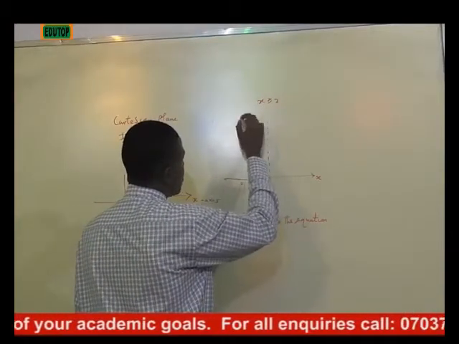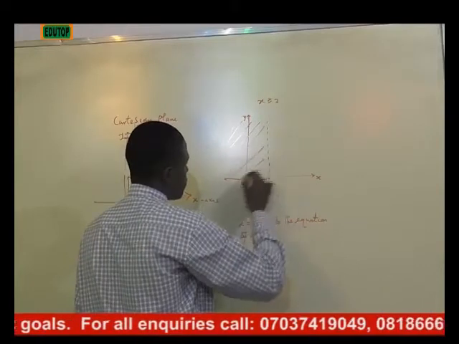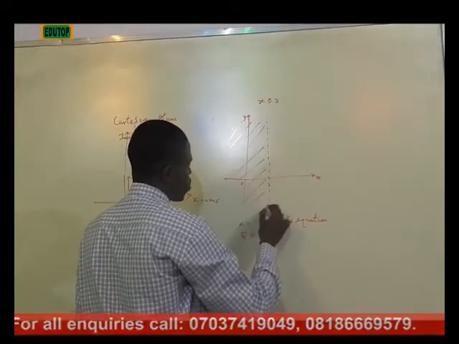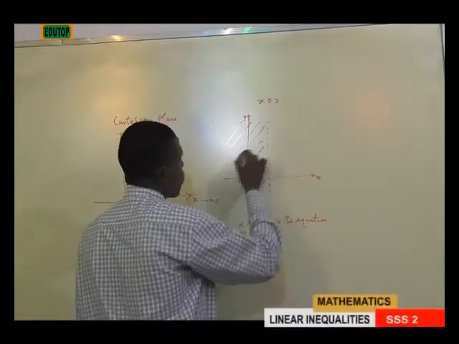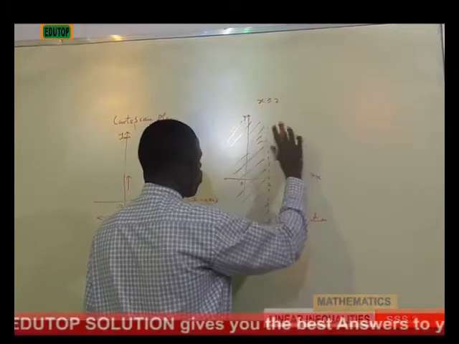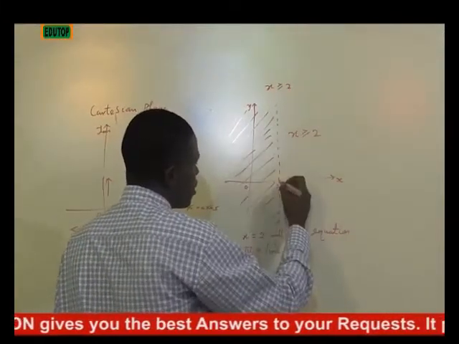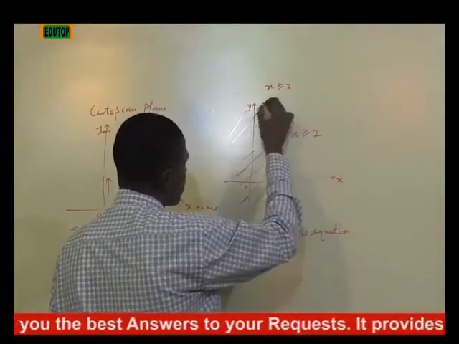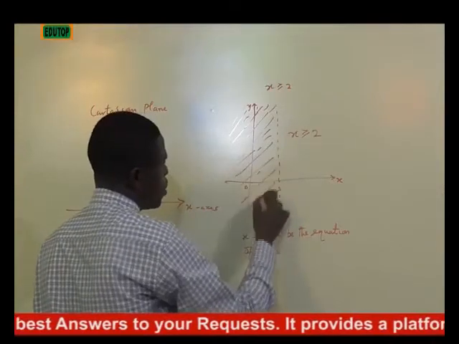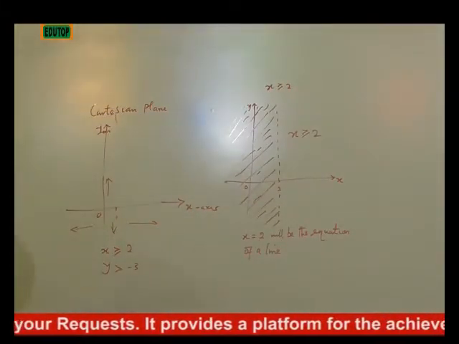Then this part will be shaded. That is to show that that is the region where we are talking about. So the region of x greater than or equals to 2 will be this region. So it will be outside the region that is shaded. So this will be the nature of our graph.